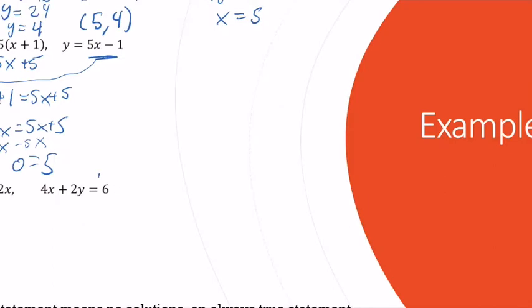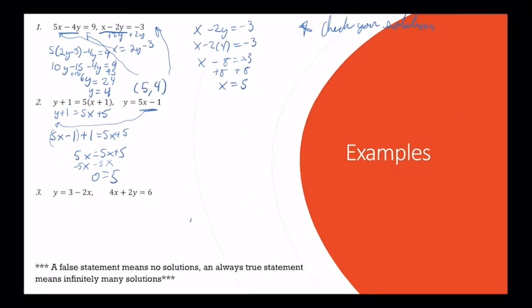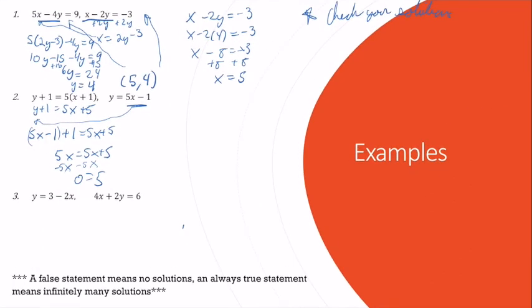When I got a false statement before, what did that mean? Well, this false statement tells me that there are no solutions. If I get a true statement, there are infinitely many solutions. And if I get a false statement, there are no solutions.